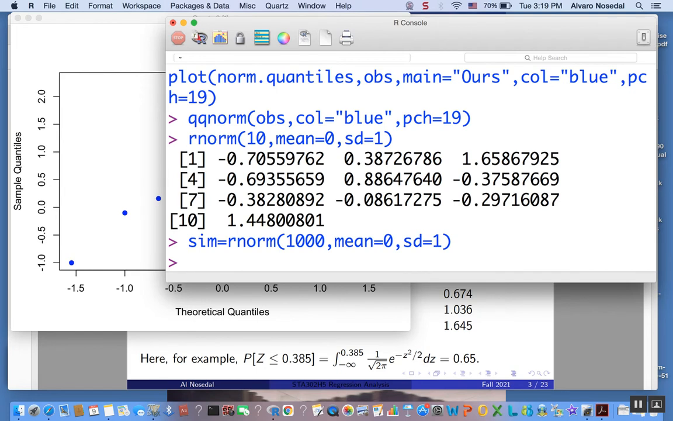Now, we know that there's a built-in function to make a QQ plot. So let's use it. QQNorm of our simulation. Okay, let me add a main title to my graph. Call it simulation, and it's a normal distribution, right?